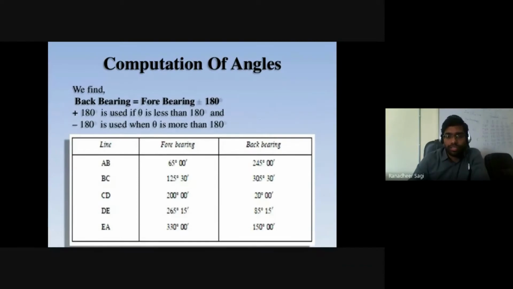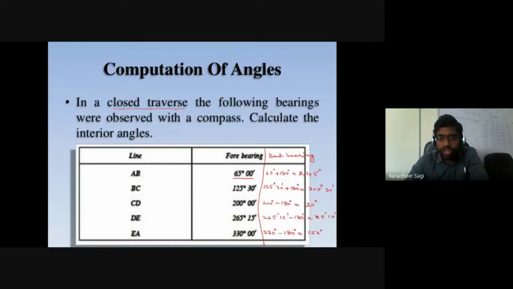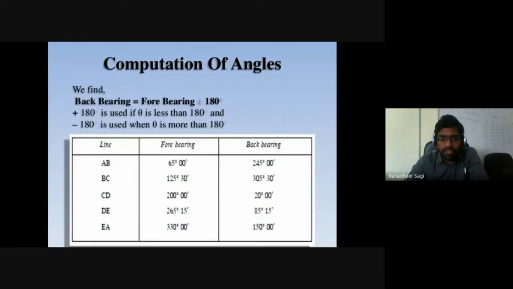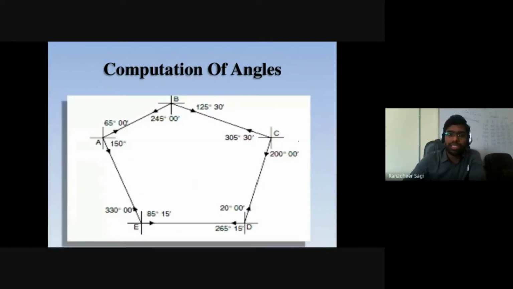Right, so this is the data. I hope we have got the same values: 245, 305 degrees 30 minutes, 20, 85 degrees 15 minutes, and 150. That's the back bearing of all those respective lines we have calculated, so that it is useful in constructing the rough sketch of the traverse. And once the rough sketch is known, we can easily go ahead in calculating the interior angles. So this is my rough sketch of that particular traverse.